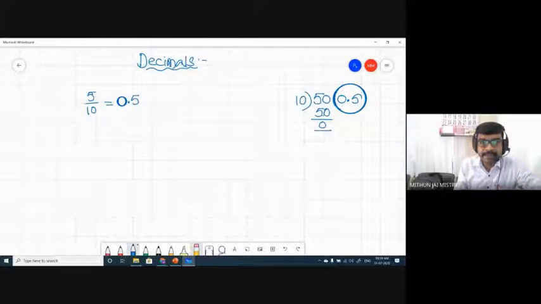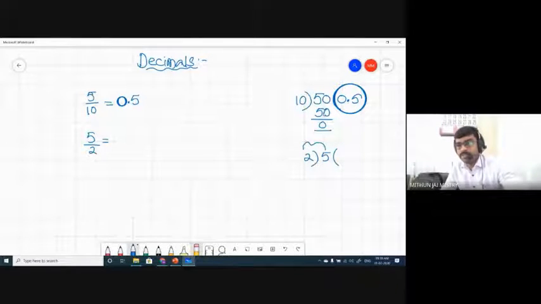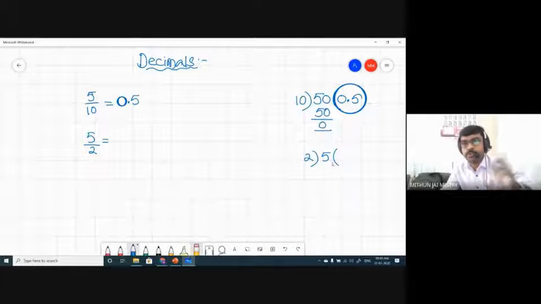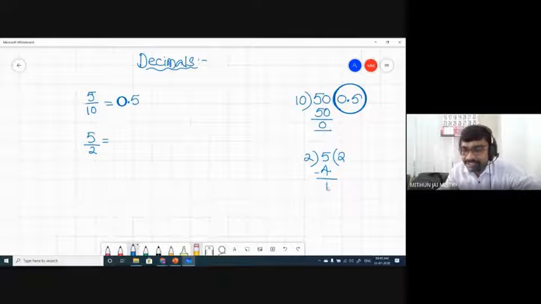Now similarly, let me take 5 by 2 this time, not 5 by 10, and see what happens. If you are dividing 5 with 2, 5 is definitely bigger than 2, right? So there is no problem. You can move ahead like 2 1 times 2, 2 2 times 4, 2 3 times 6. So what should I go with? I should go with 2 2 times 4, because 6 will be greater than 5. So 2 2 times 4, and we got a remainder 1.